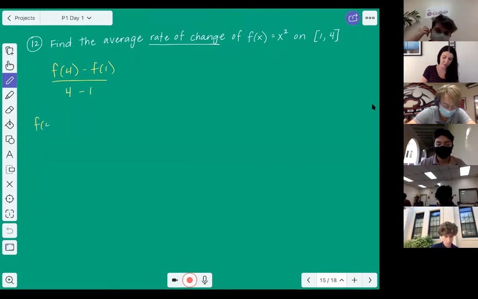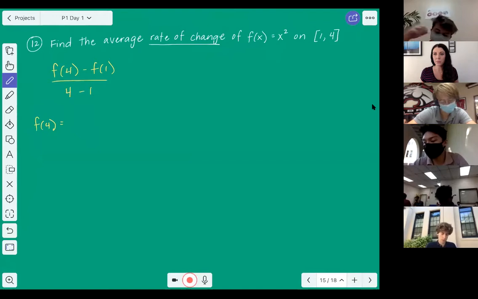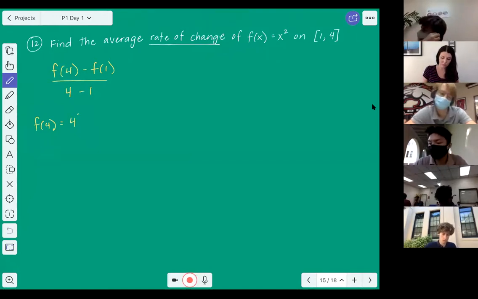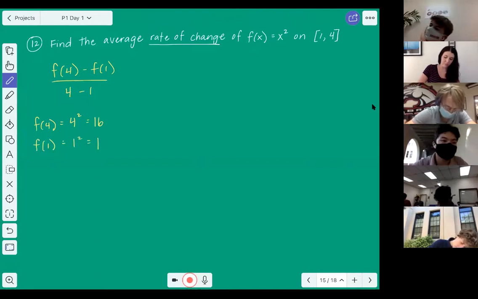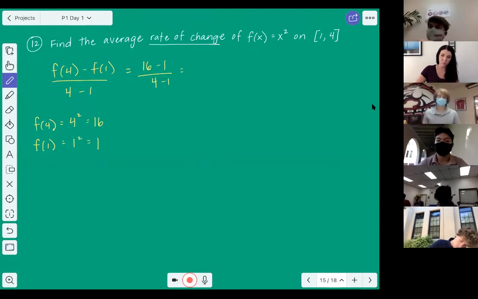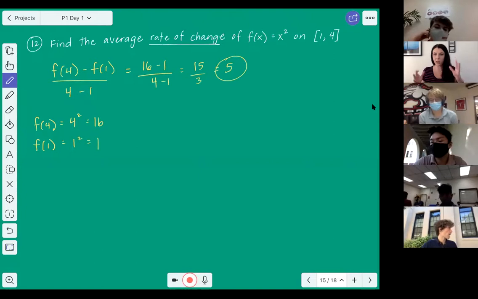So I need a couple pieces for that. So we need to find f of 4. So how would you find f of 4? You could plug in 4, so you'd have 4 squared into the equation we're given, and we would get 16. Perfect. And then we can do the same thing for 1. We can do f of 1, which is 1 squared, which equals 1. So we'll have 16 minus 1 all over 4 minus 1. Okay, keep going. Which equals 15 over 3, which equals 5. Perfect. Okay, George, what does that 5 represent in the context of this problem?